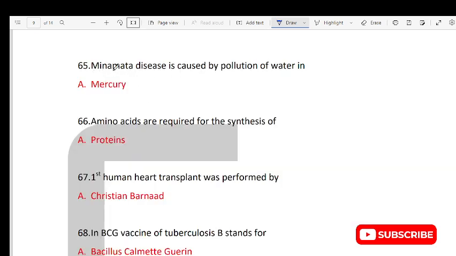Question number 65. Minamata disease is caused by the pollution of water by? Answer: mercury. 66. Amino acids are required for the synthesis of? Answer: proteins. 67. First human heart transplant was performed by? Answer: Christiaan Barnard. 68. In the BCG vaccine of tuberculosis, B stands for? Answer: bacillus, and the full form of BCG is Bacillus Calmette-Guérin.